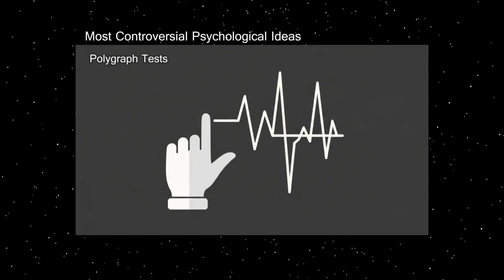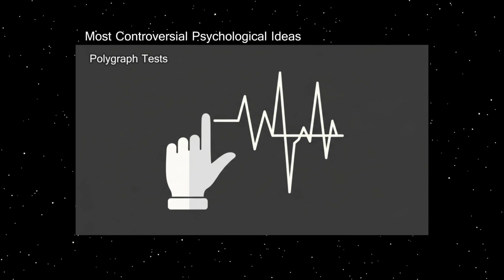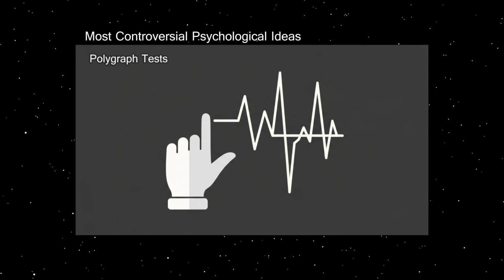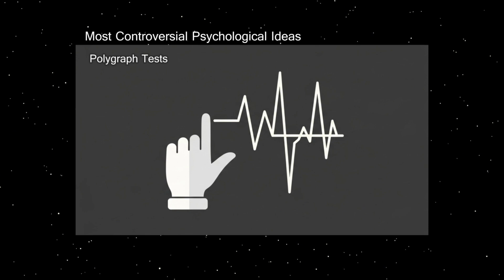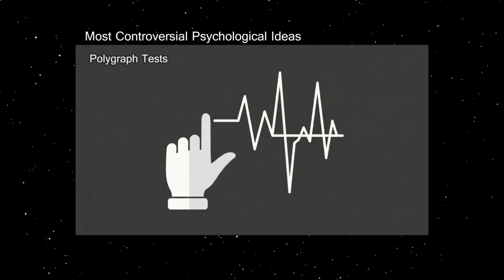Numerous studies and expert reviews, including those by the American Psychological Association and the National Academy of Sciences, have concluded that polygraph testing lacks sufficient scientific grounding to be considered a dependable measure of truthfulness.